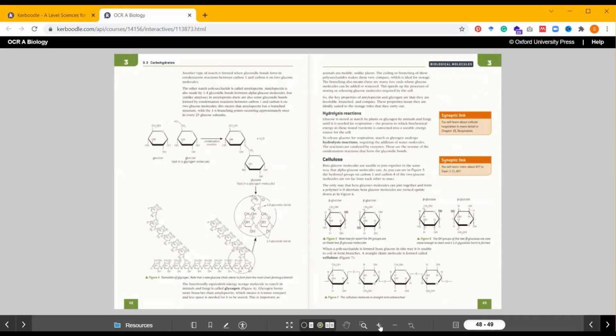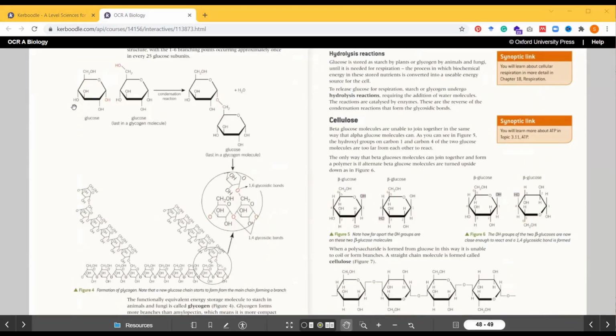This is basically the formation of glycogen, right? So you see here, this is one alpha glucose molecule and this is a second alpha glucose molecule. So this is carbon 1, 2, 3, 4, and 5, and then 6. So the carbon 1 of the first alpha glucose is actually combining with the carbon 4 of the second alpha glucose molecule, right?